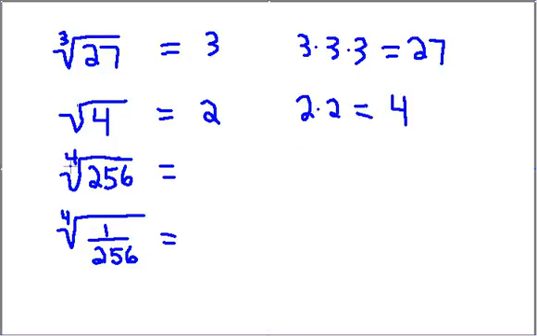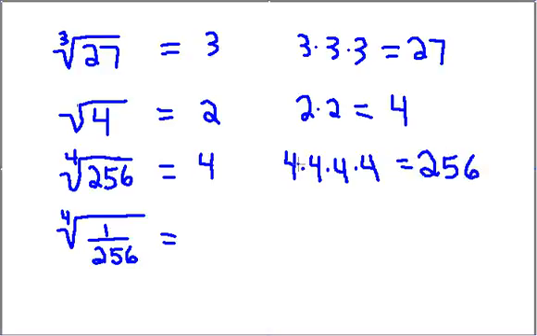What about this one? In this example, we have the fourth root of 256. So what number multiplied by itself, or being used as a factor 4 times, will give us 256? Well, the answer here is 4. Why is 4 the fourth root of 256? Because 4 times 4 times 4 times 4 equals 256. 4 used as a factor 4 times, and that matches that 4 there, gives us 256.